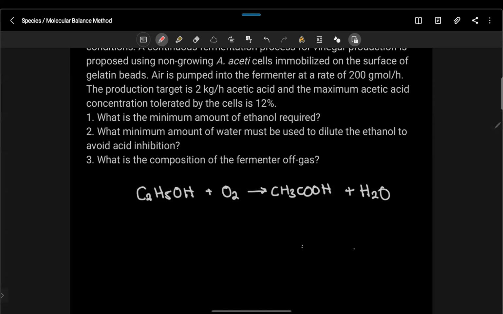Now, let's put here the molecular weights needed sa mamaya kasi kailangan natin ng mga molecular weights. So for ethanol, that's 46. Okay, and for oxygen, sabihin natin 32. Acetic acid is 60. And si water is 18.